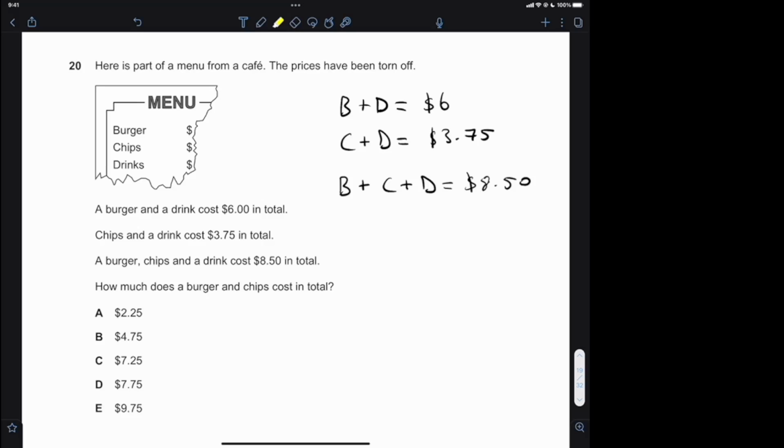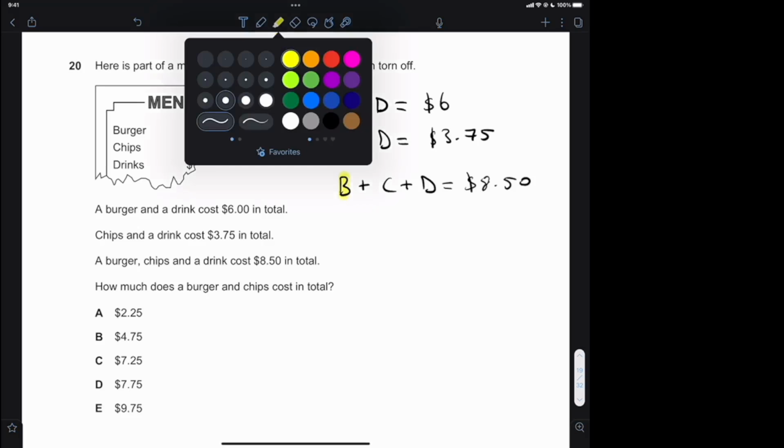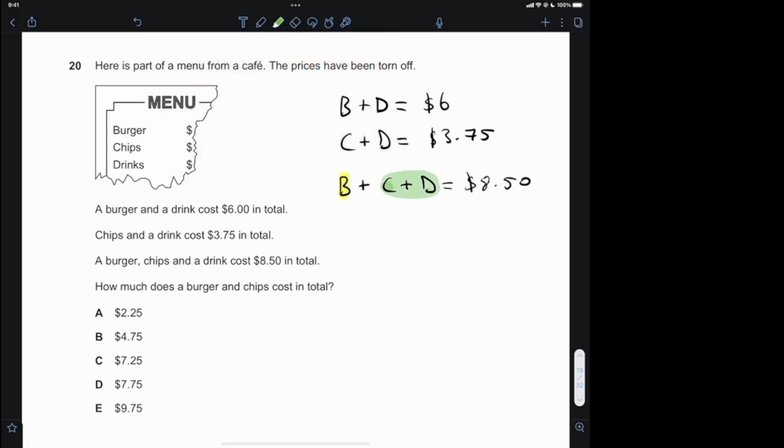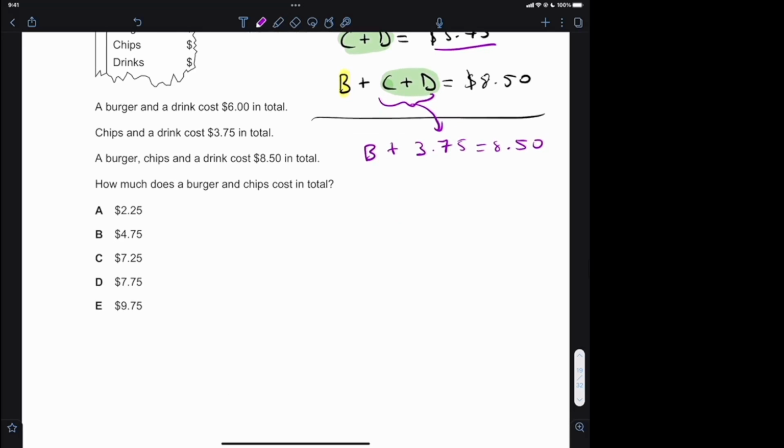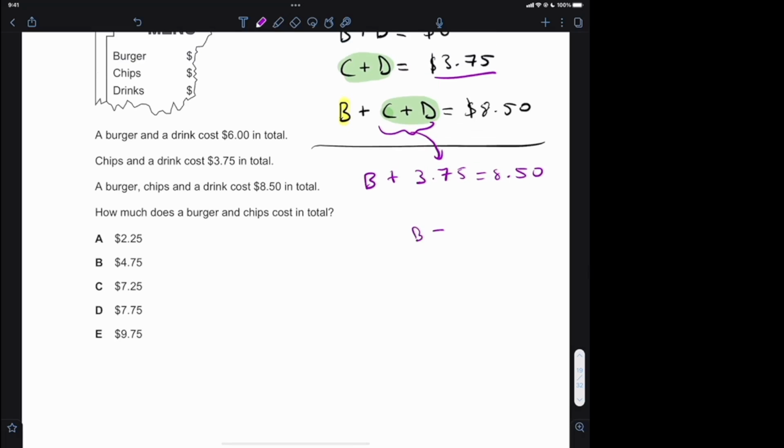Because first of all, if burger plus chips plus drink equals $8.50, and we know that chips plus drink is $3.75, then by substituting this in, a burger plus $3.75 equals $8.50. Notice how I've taken this C and D, being $3.75, down there. So the burger is just the difference between $8.50 and $3.75, which is $4.75. So the burger would equal $4.75.